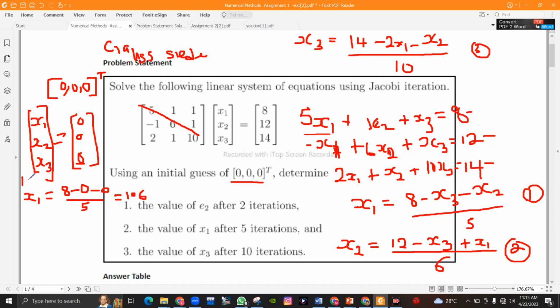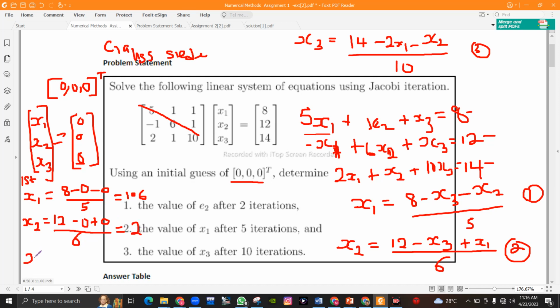We'll do the same thing to get our x2. Our x2 is equal to 12 minus x3 plus x1. That will be 12 minus x3. What's x3? x3 is 0, plus x1. What's x1? x1 is 0, divided by 6. If you divide that, that will be 12 divided by 6, which is 2. This is our first guess for x2.